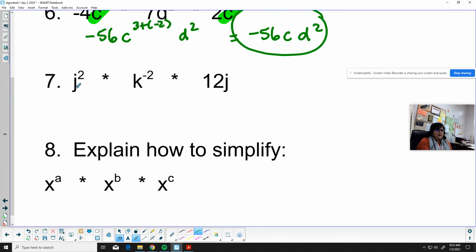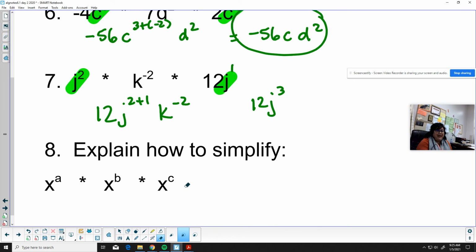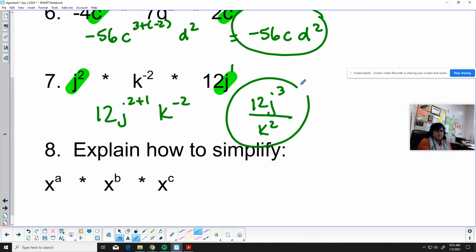And then the coefficients 1, 1, and 12. So the front number is 12. And I've got a j squared and a j to the first power. So that's j to the 2 plus 1 and k to the negative 2. So let's see, 12 is fine where it's at, j to the third, because I added those two. K's unhappy, so he is going to move to the bottom. So there's my final answer.